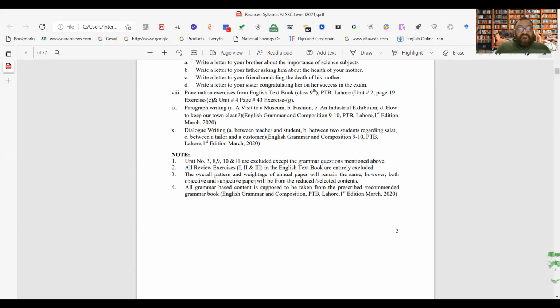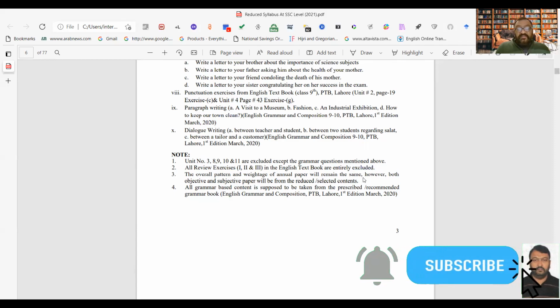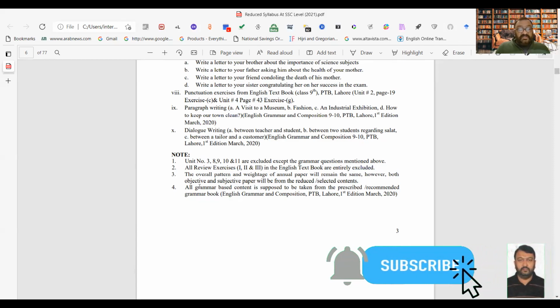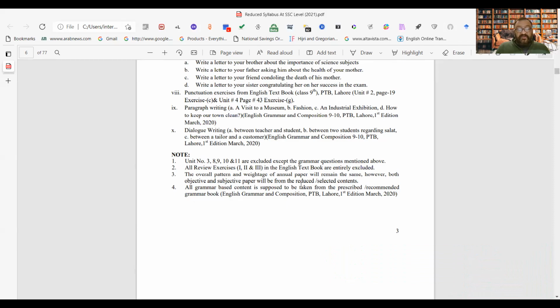The overall pattern and weightage of the annual paper will remain the same. However, both subjective and objective parts will be from the reduced and selected content. So the things which I mentioned here are excluded. They are no more in the syllabus. These two points mean your subjective and objective parts of the papers will be reduced, from the selected contents.